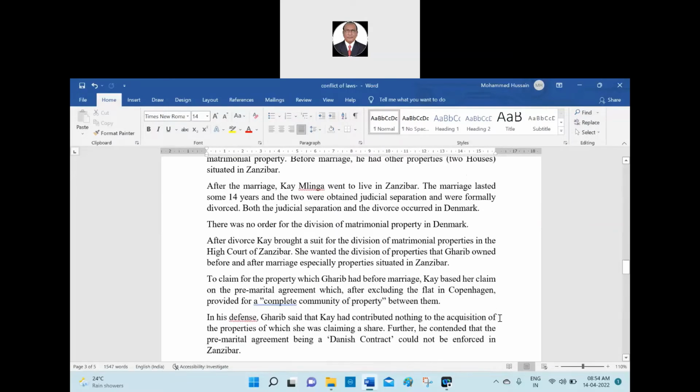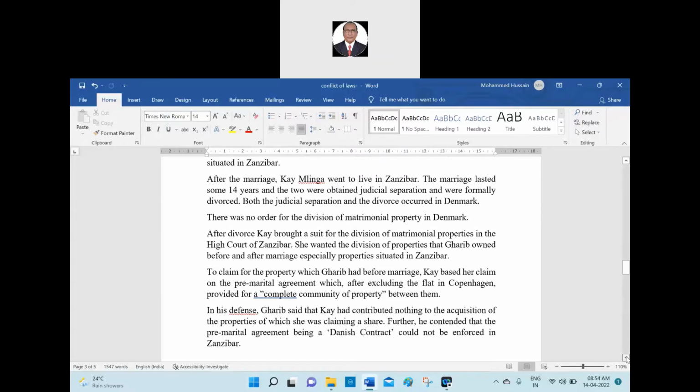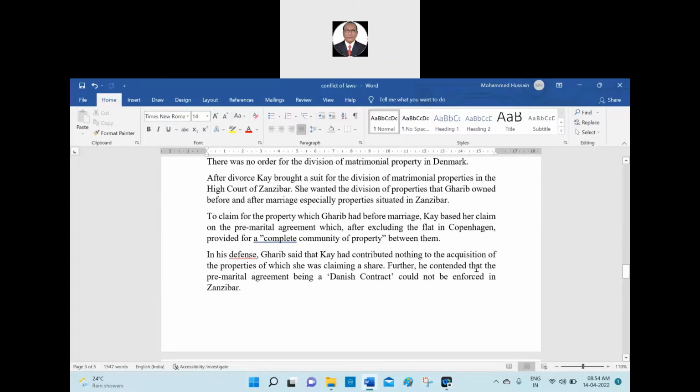After the marriage, K. Mlinga went to live in Zanzibar. The marriage lasted some 14 years, and the two obtained a judicial separation and were formally divorced, and both the judicial separation and the divorce occurred in Denmark. And I believe that the marriage took place in Denmark. Perhaps that is the right place where they got the divorce. There was no order for the division of the matrimonial property in Denmark.